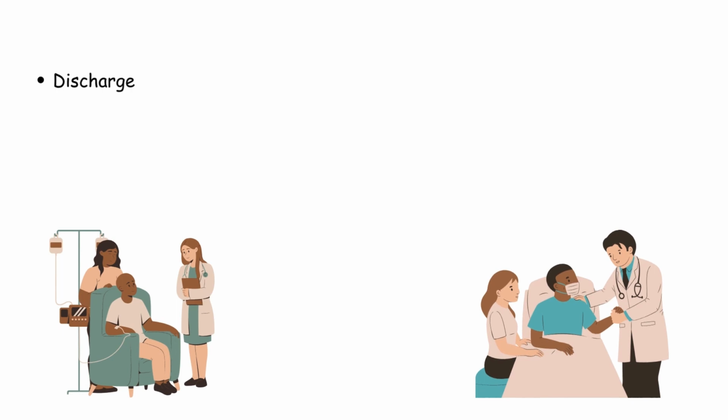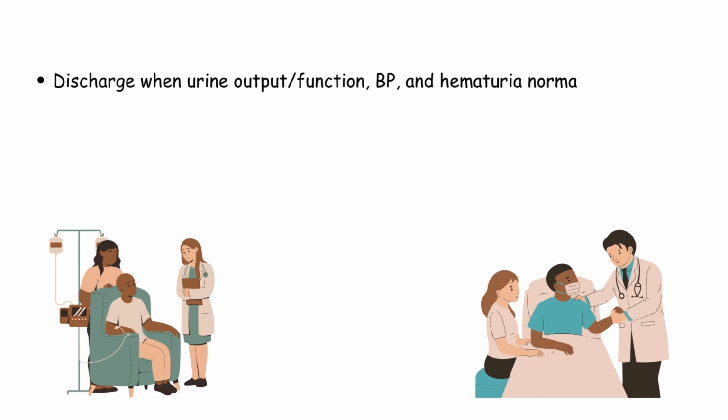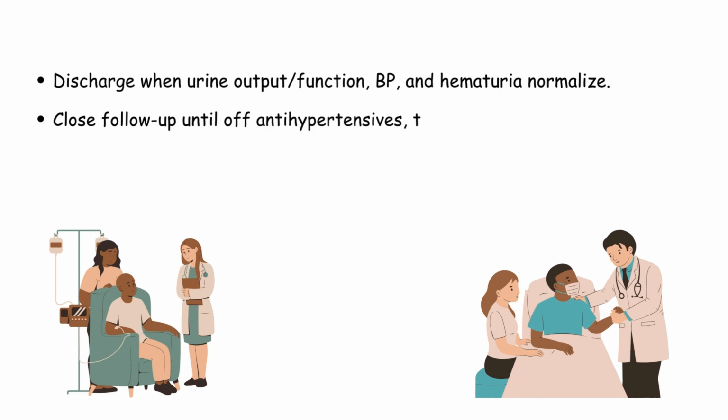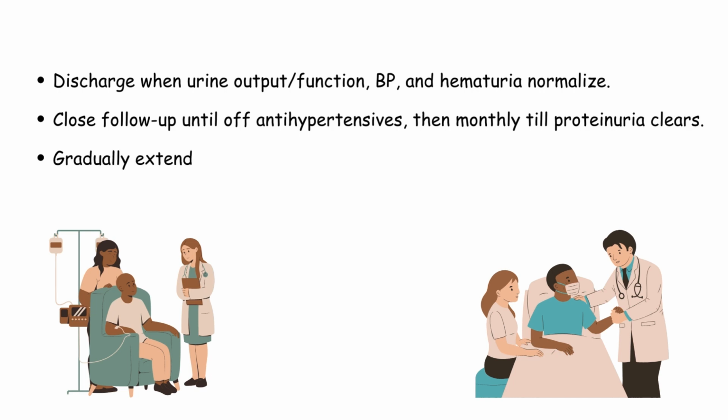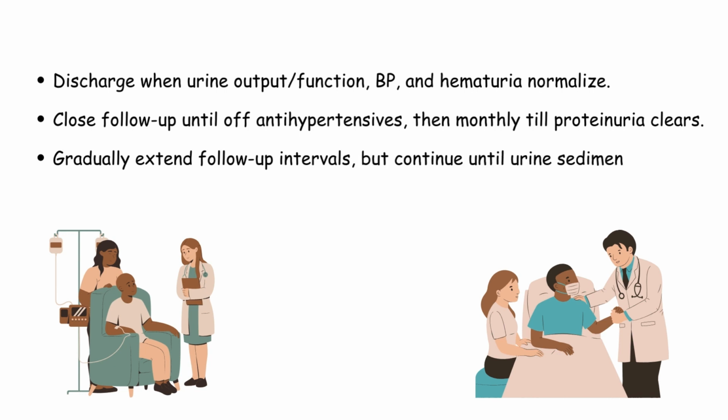Patients can be discharged when urine output, renal function, blood pressure, and hematuria have normalized. However, close follow-up is important until the patient is off antihypertensives, followed by monthly monitoring until proteinuria clears. Subsequently, follow-up intervals can be gradually extended, but ongoing monitoring should persist until the urine sediment is clear.